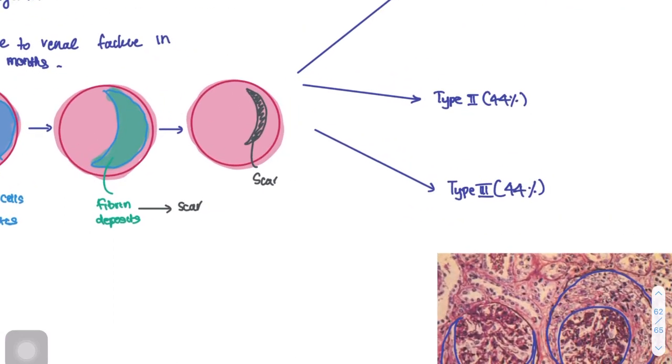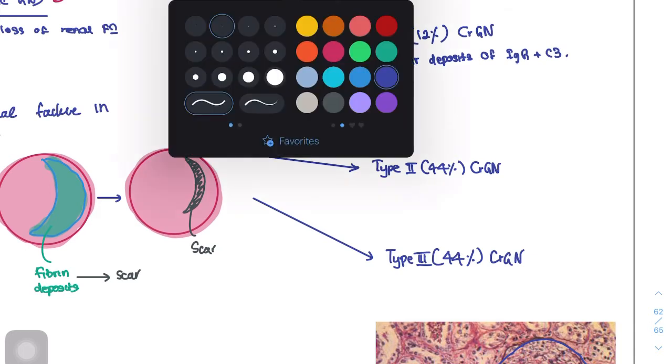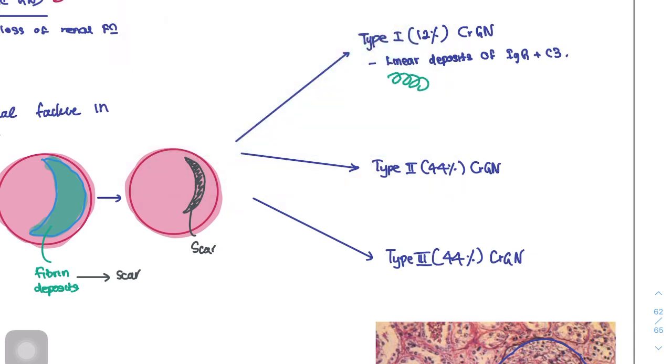What happens in type 1 crescentic glomerulonephritis? Type 2 crescentic glomerulonephritis. So in type 1, we get linear deposits. The first one, as I remember, for this class. So here are the normal structures, and to this we get linear deposits. What does that mean? IgG plus C3.